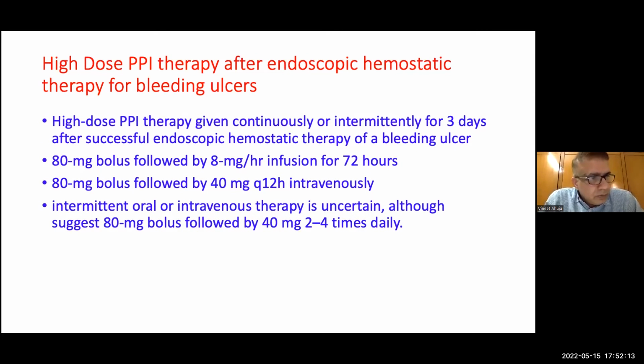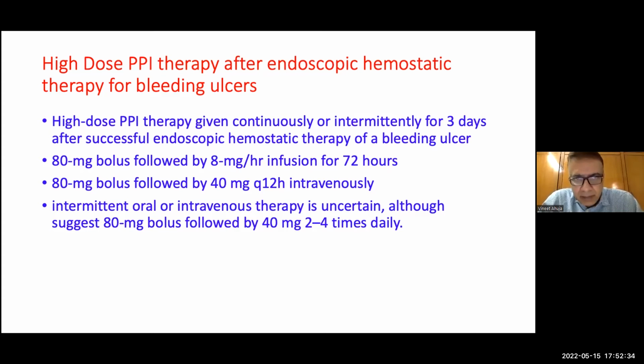Now coming to management in the ICU. High dose PPI therapy has to be given after endoscopic hemostasis. How many days? 3 days. Even if you have had a successful endoscopic hemostatic therapy. Why? Because you want to maintain the pH over 6. If you do not maintain the pH over 6, then the chance of rebleed would be higher.